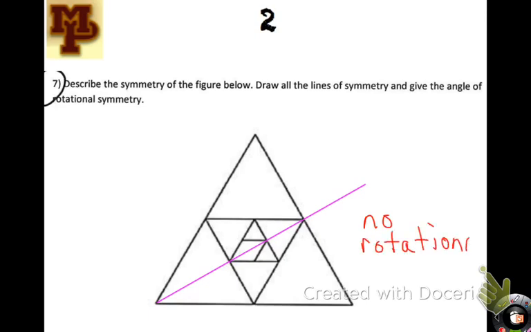Sometimes you can rotate an object 90 degrees, so 1/4 of the way around, and have it look exactly the same. Sometimes you can rotate it 1/2 of the way around, so 180 degrees. So you'll just have to decide on each figure which angle measure would work, but that's what you're doing.